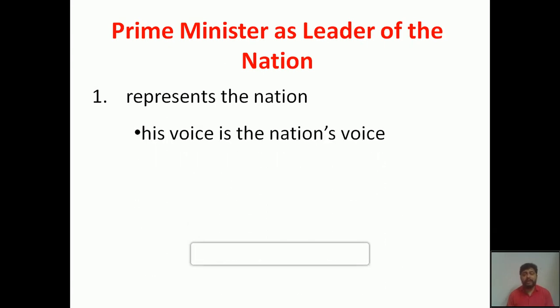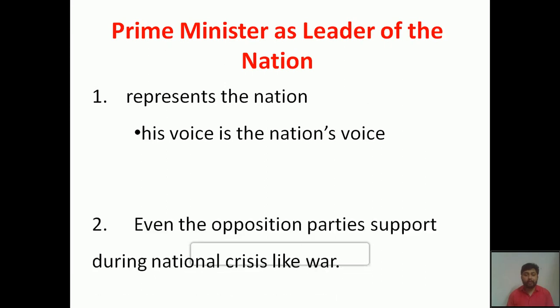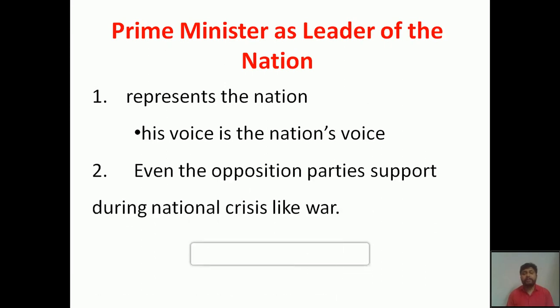So whenever he is taking a decision, it will be supported by the members of Parliament, especially Lok Sabha. So when he announces something, it is the voice of the nation. So the Prime Minister's voice is the nation's voice, or in other words, his voice is the nation's voice. Even the opposition parties support during national crisis like war.